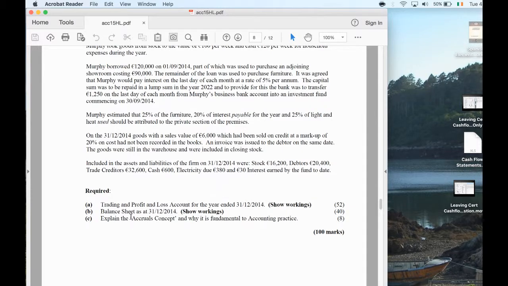Accruals concept. That basically means that an expense should be charged in the year that it was used, not when we paid for something. So if we paid money for a 2-year advertising campaign, we should only charge half of that in 1 year, and the other half should be an expense of the following year. So we're tying the expense to the period in which it was incurred, not the period in which it was paid for.